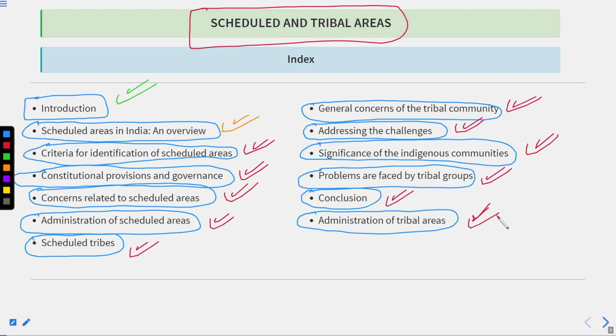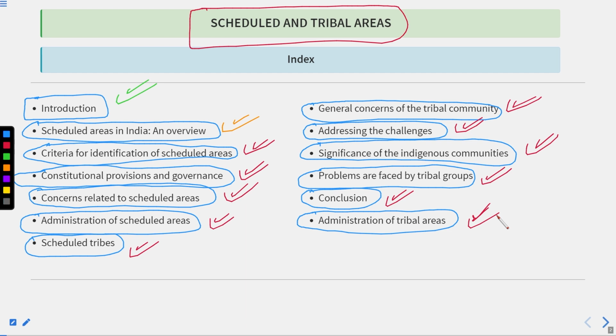We have just covered it in the previous lecture, so I'm expecting the right answer from all of you. Ten seconds have passed, 20 seconds are remaining. Last 10 seconds. Okay, the time's up. The correct answer is Article 244, the article that deals with the schedule areas.